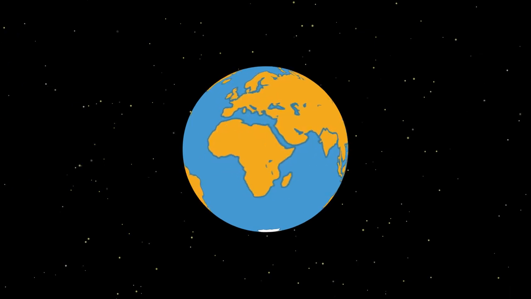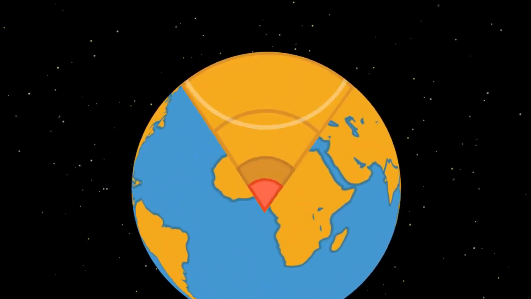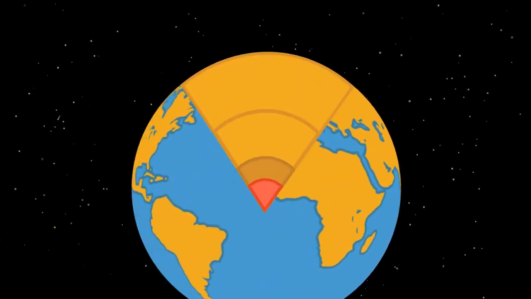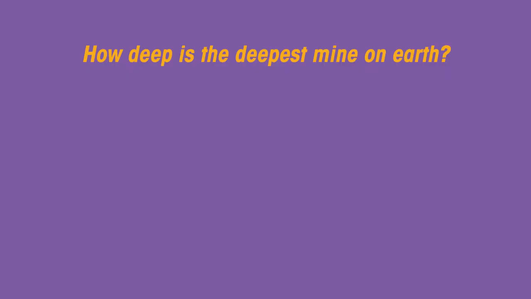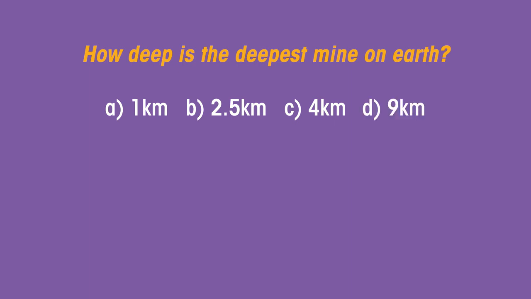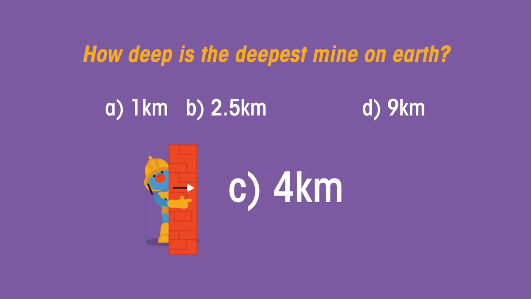In this video, you're going to learn how we used earthquakes to look deep into the Earth. How deep is the deepest mine on Earth? Is it A. 1 km, B. 2.5 km, C. 4 km, or D. 9 km? It's 4 km.